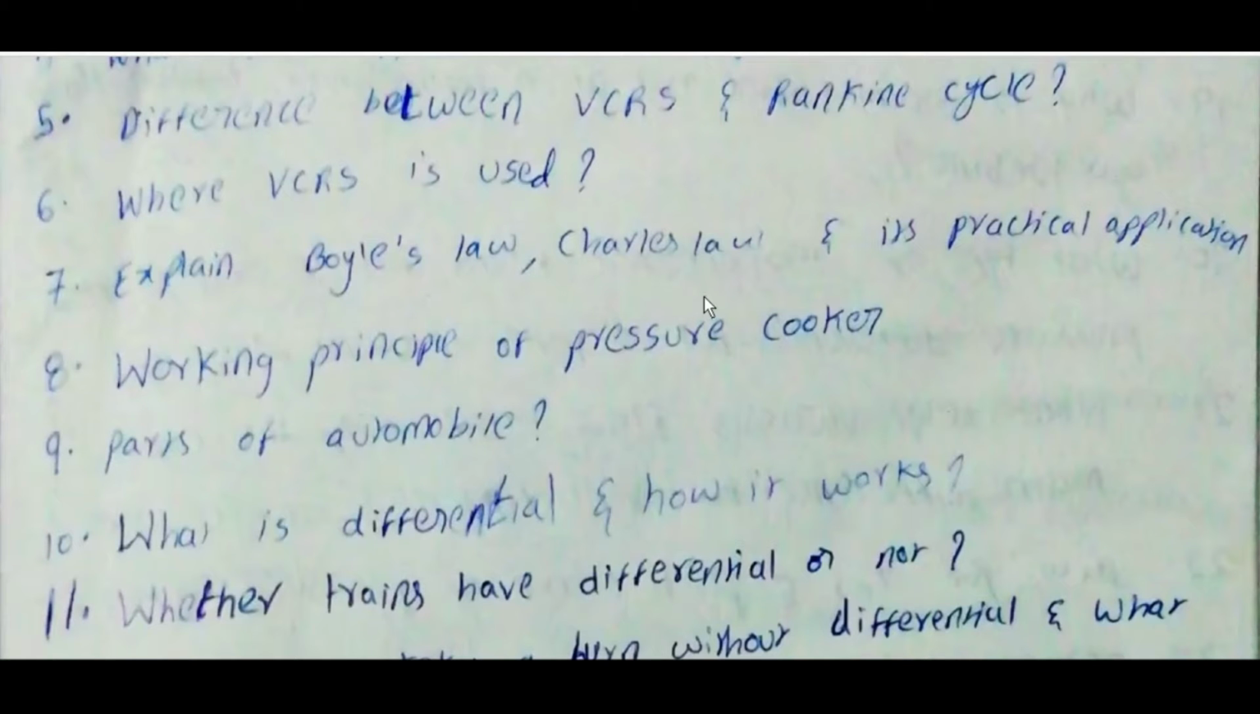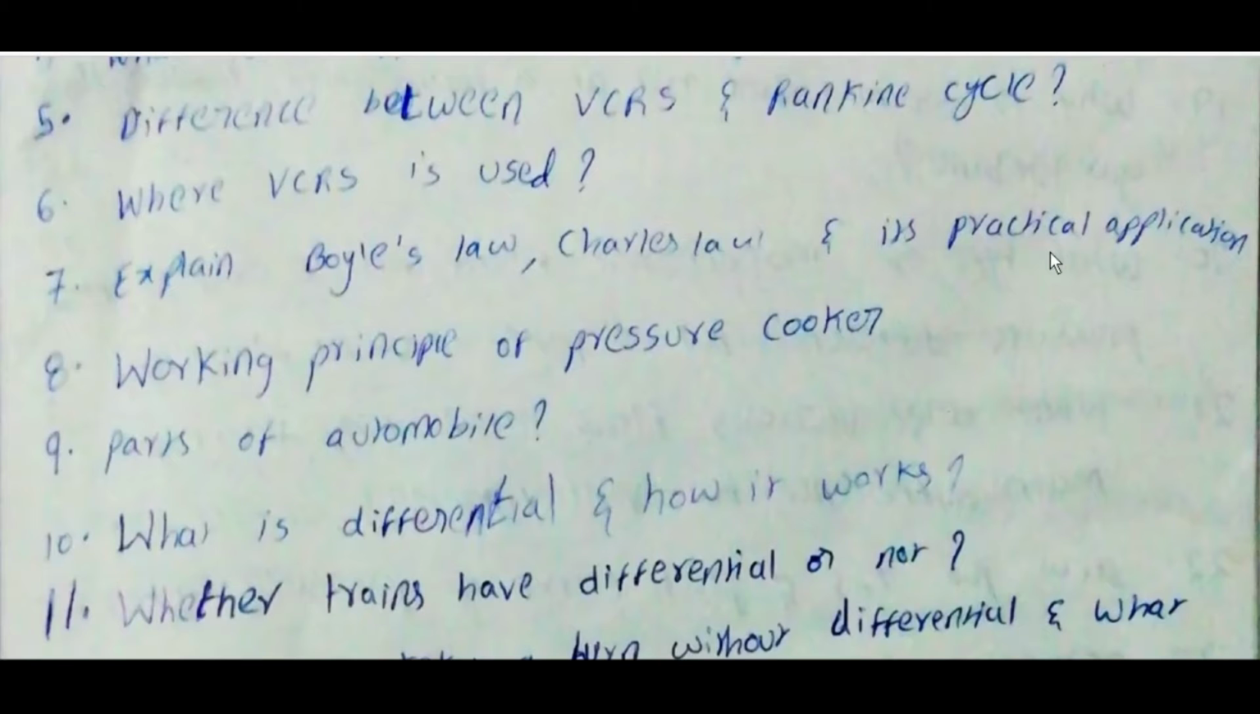Explain Boyle's law, Charles' law, and their practical applications. Boyle's law: if temperature and amount of gas remain unchanged, then P is inversely proportional to V. As pressure increases, volume decreases. PV is equal to constant. Charles' law: pressure and amount of gas constant, V is directly proportional to T. As volume increases, temperature also increases. V1 by T1 is equal to V2 by T2.